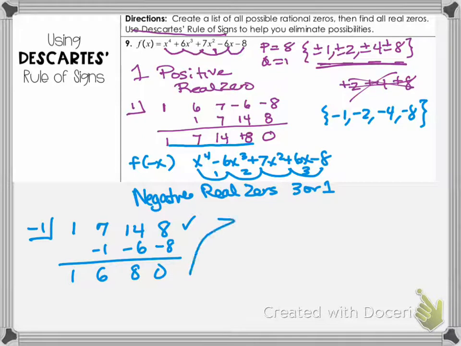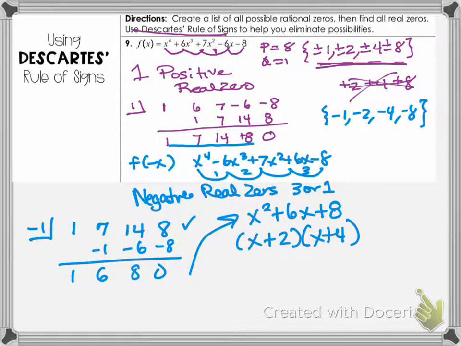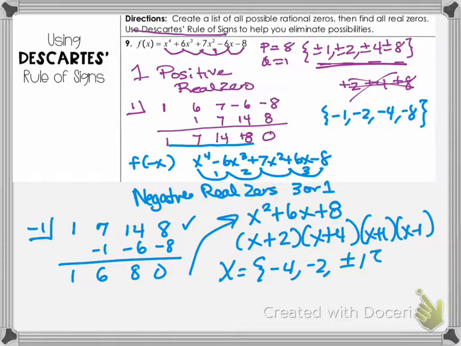And that reduces the depressed polynomial to x squared plus 6x plus 8. And hey, that factors to x plus 2, x plus 4. So I had x plus 1 and x minus 1 that worked also. So those are my linear factors. So x is equal to negative 4, negative 2, or plus or minus 1.